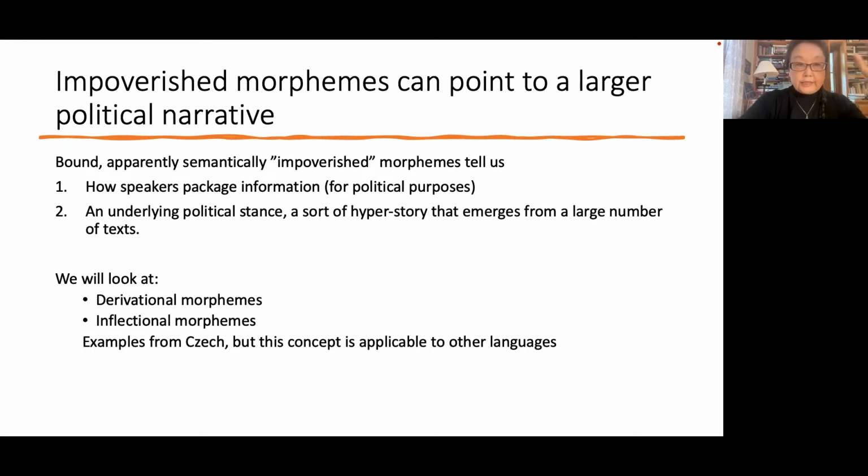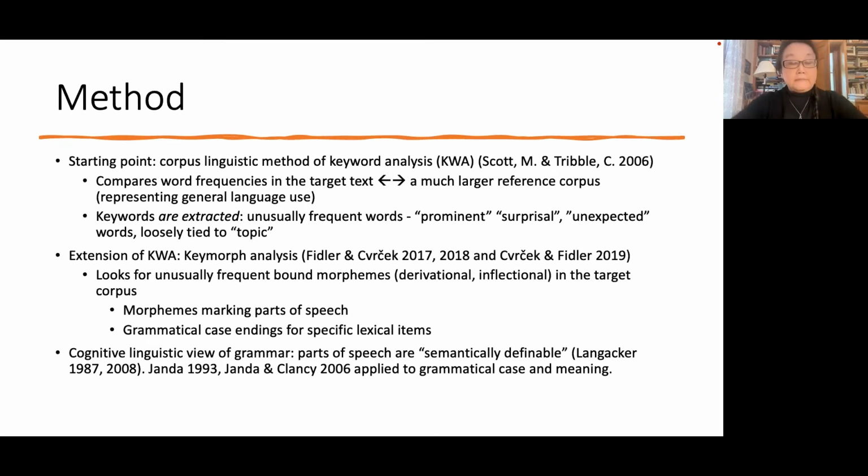So we will look at two types of impoverished morphemes: derivational, part-of-speech making, and inflectional, grammar marking morphemes. The examples are from Czech. I will give you only translations into English, but this concept is applicable to other languages, so please don't tune out. Okay, so a couple of words about the method.